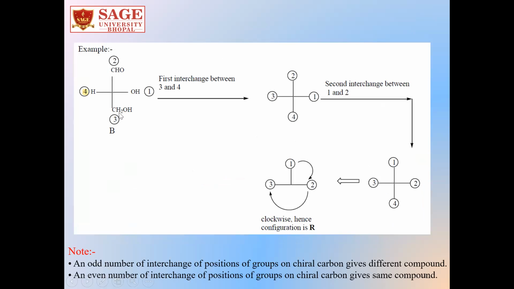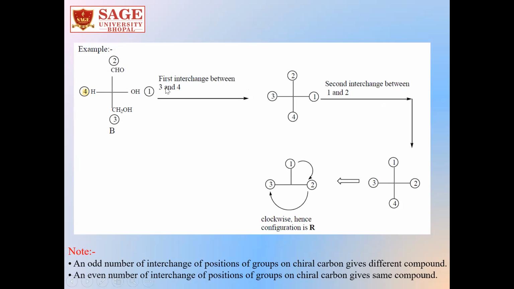Then CHO and CH2OH. We know CHO will be second because carbon is directly attached to the oxygen, a double bonded oxygen, and one hydrogen. Here carbon is attached to two hydrogen and one single bonded OH group. So CHO is second in priority order, and the third one is the CH2OH group.